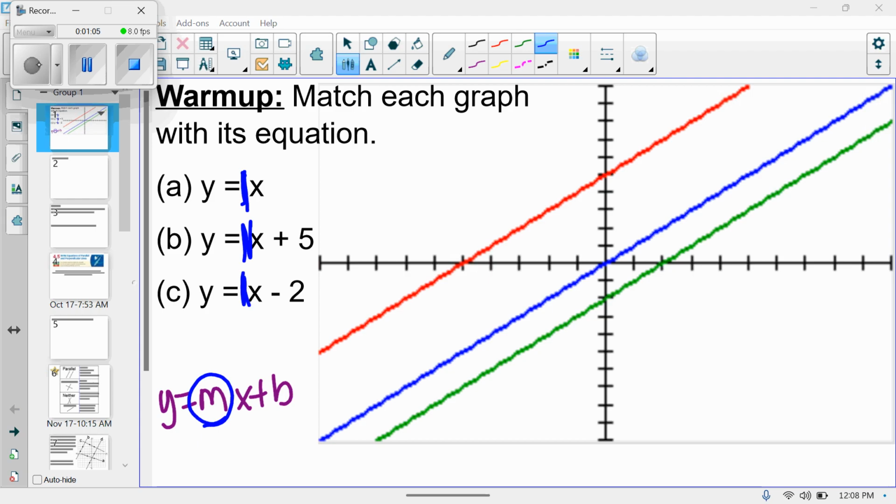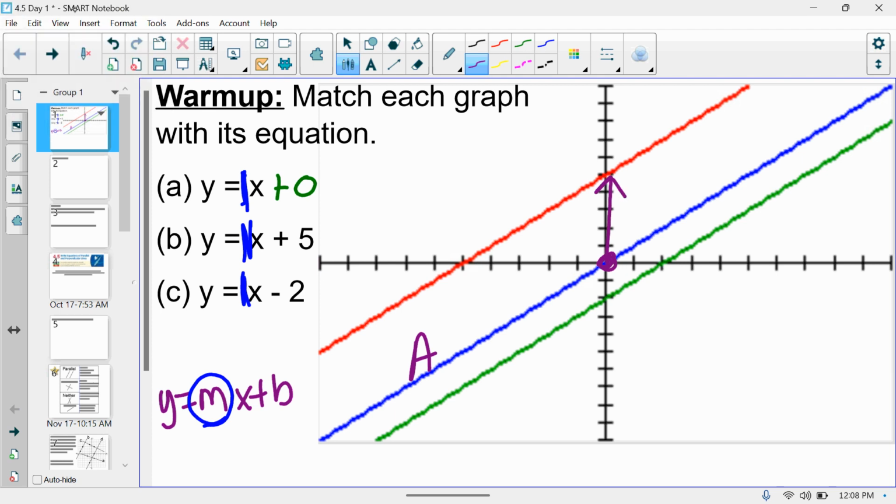Okay, so when you think about the y-intercepts, this one actually has a y-intercept of 0 if we wanted to write the 0 in there. So that's going to match with the blue line, okay? So how many of you put A on that middle line there? Perfect. Now if we start with the blue one, sometimes we call that the parent function because it goes right through 0, 0. This is like taking that and shifting it up 5 units. Look for the one that has the y-intercept of 5, line B matches with that one.